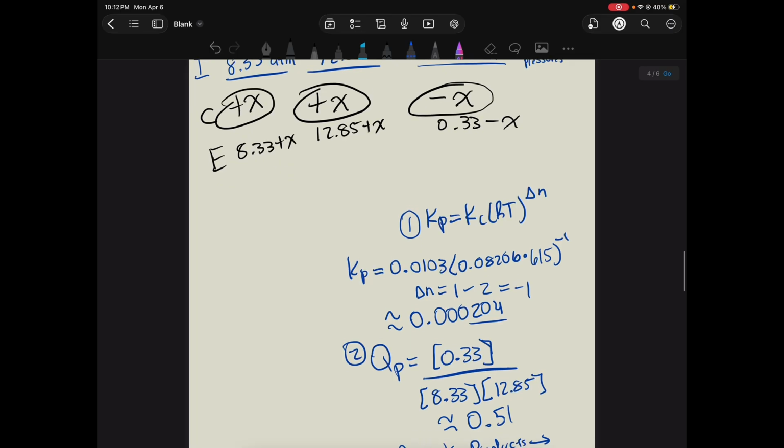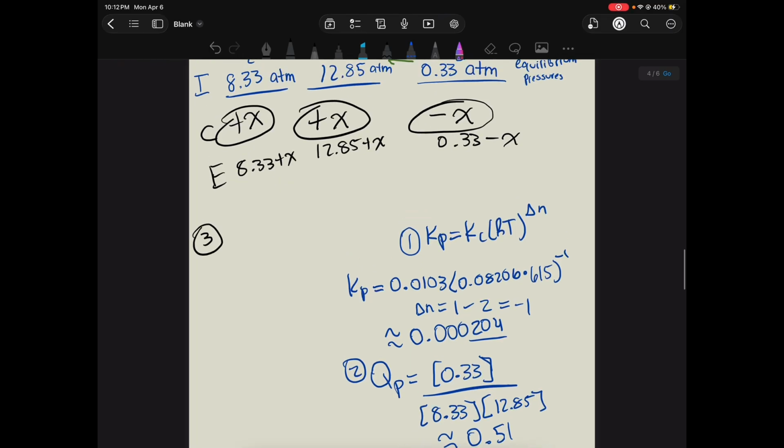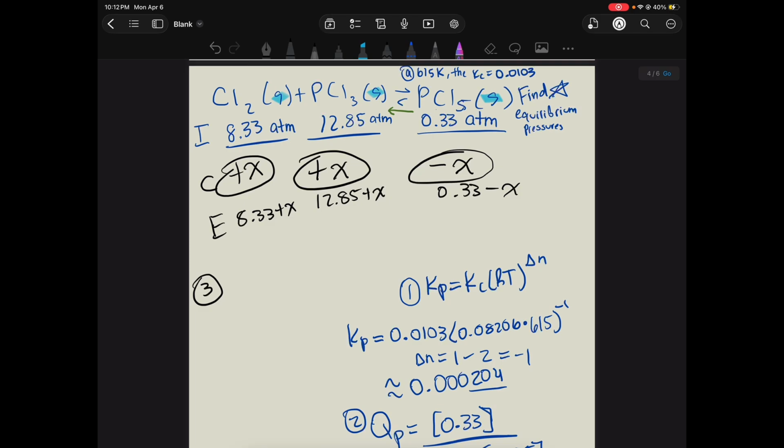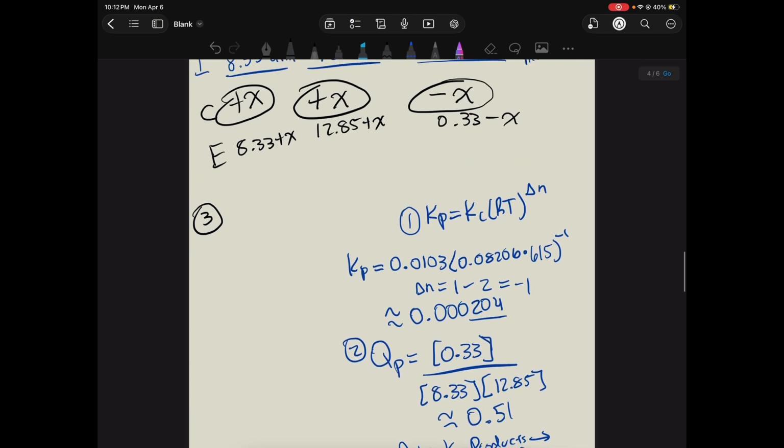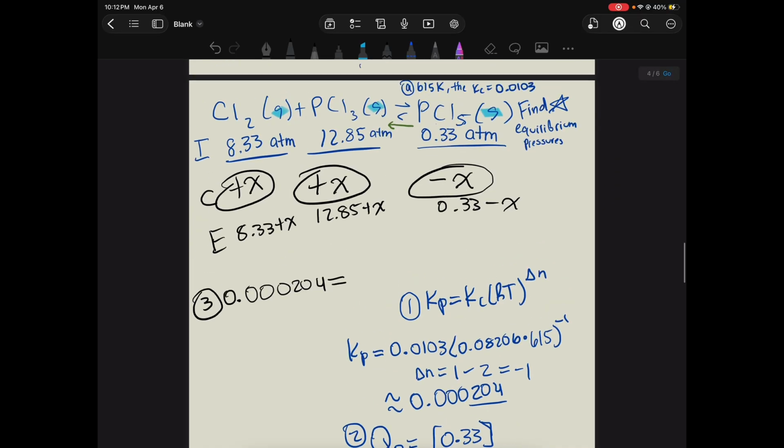Okay, now what do we do? Step 3. We have to use our Kp value of 0.000204, which is Kp, equal to now our expression here. So it'd be 0.33 minus x, all over 8.33 plus x times 12.85 plus x.